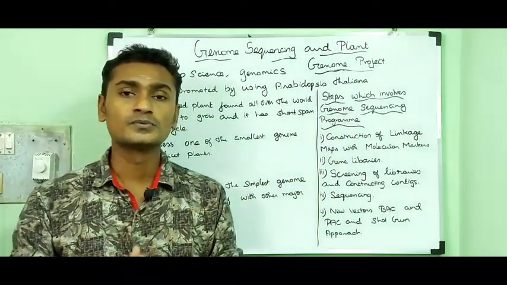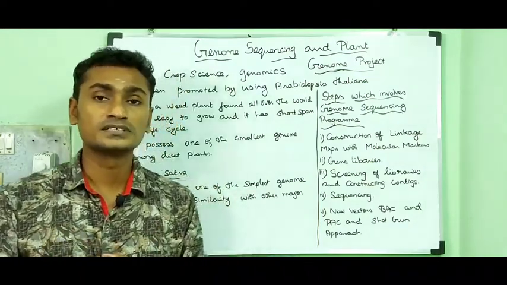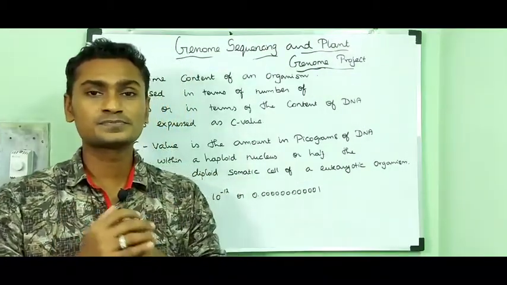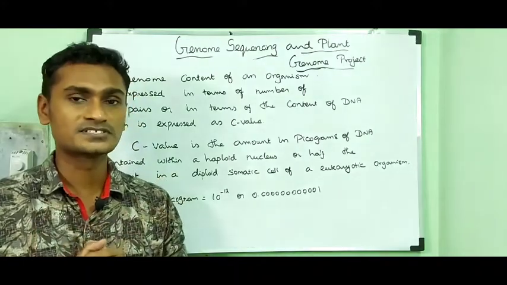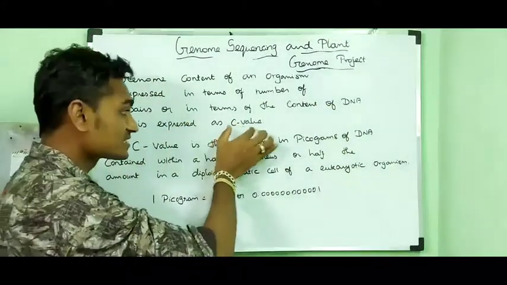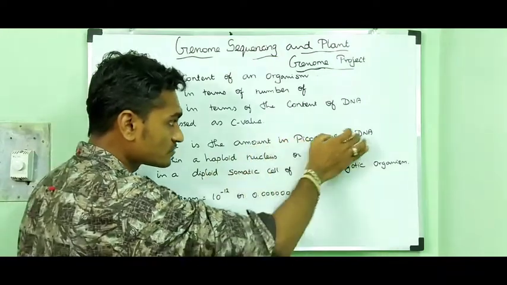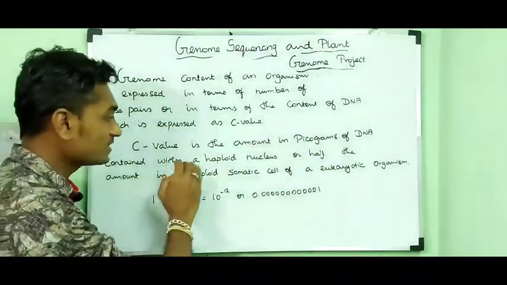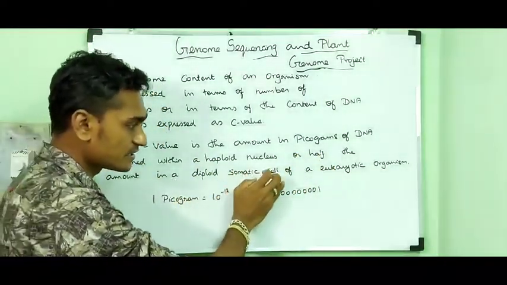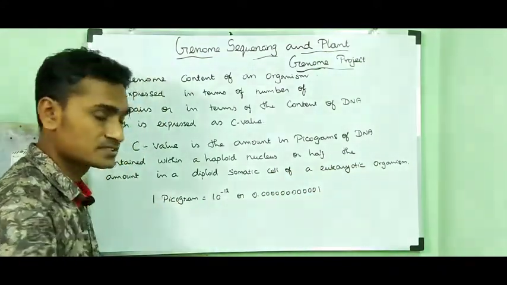Then I am going to tell you how to express the genome content in an organism. Genome content of an organism can be expressed in terms of number of base pairs or in terms of the content of DNA, which is expressed as C value. C value can be defined as the amount in picograms of DNA contained within a haploid nucleus or half the amount in a diploid somatic cell of a eukaryotic organism. 1 picogram is equal to 10 to the power of minus 12 gram.